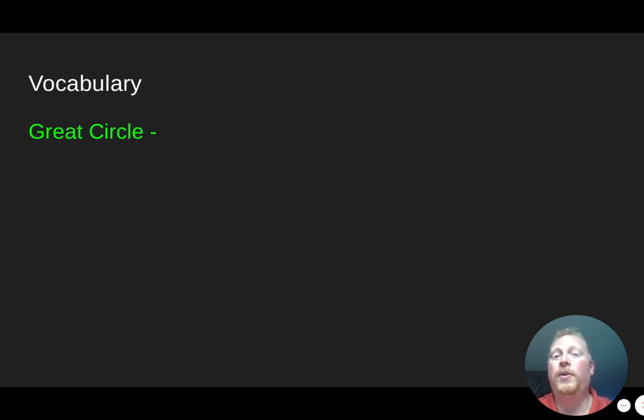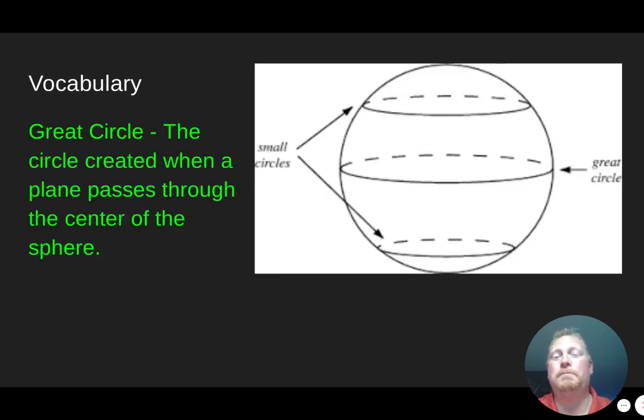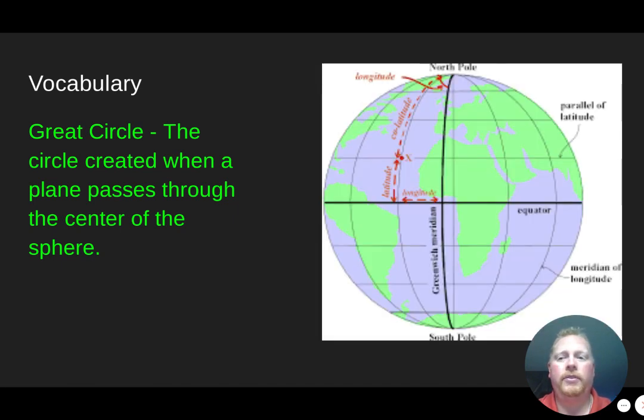Something you may not know is something called the Great Circle. The Great Circle is the biggest possible circle created when you pass a plane through a sphere. So basically, the circle created when a plane passes through the center of the sphere. Here you can see a plane being passed through up here, and it creates a small circle. Down here, it's passed through again, makes another small circle. When you pass the plane through the center, it makes the Great Circle. So the equator is an example of the Great Circle, or the prime meridian, or any longitude line that goes all the way around. Those are examples of great circles.